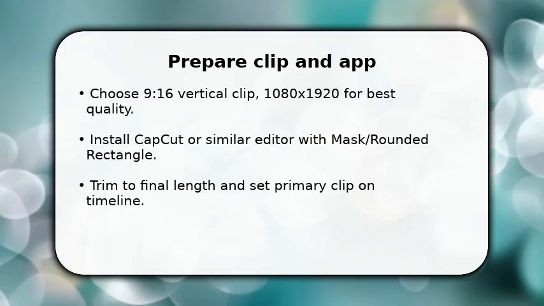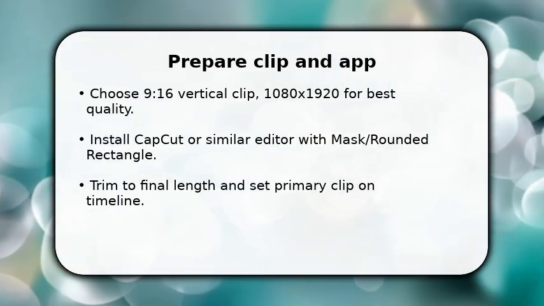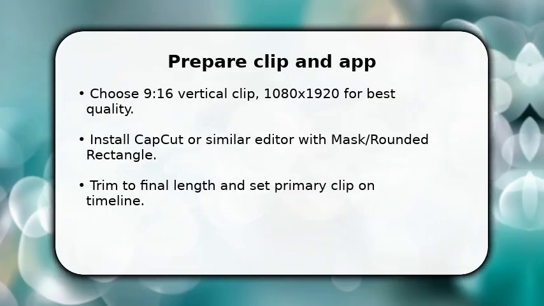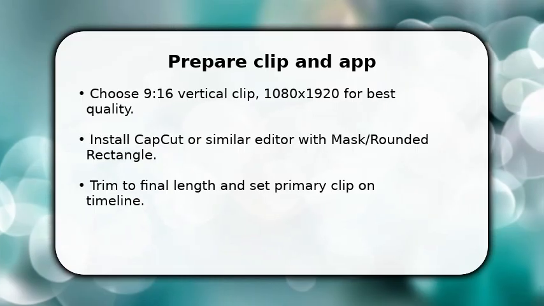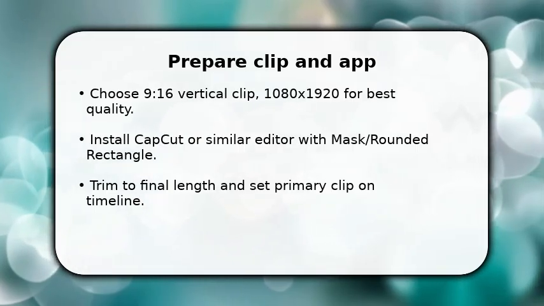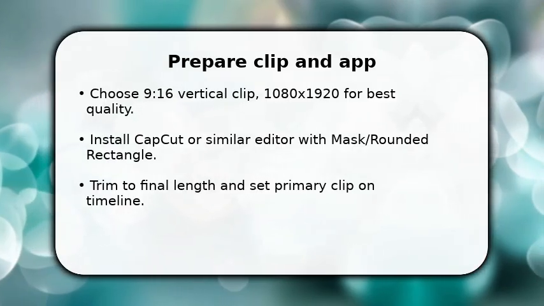You start by getting the clip ready and opening CapCut. Import your 9:16 video and trim it to the exact duration you want for the reel. Once done, make sure the clip is selected on the timeline so your edits apply directly. You don't need fancy assets, just a clean source file.